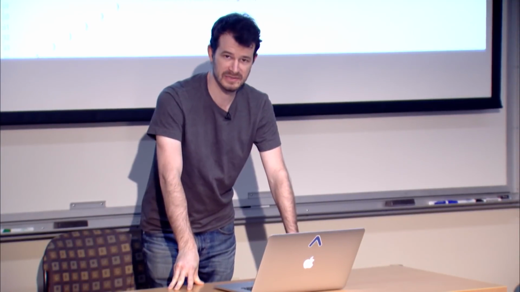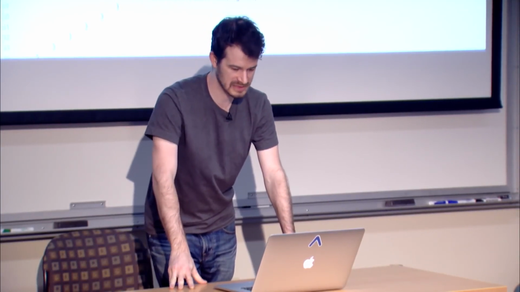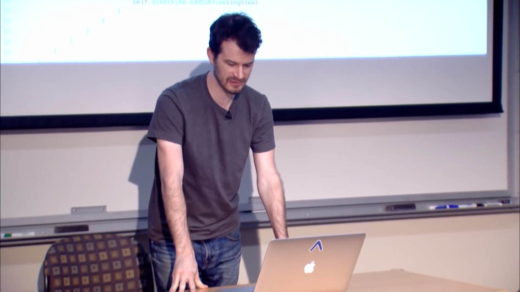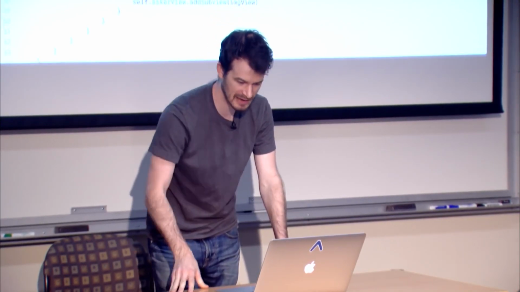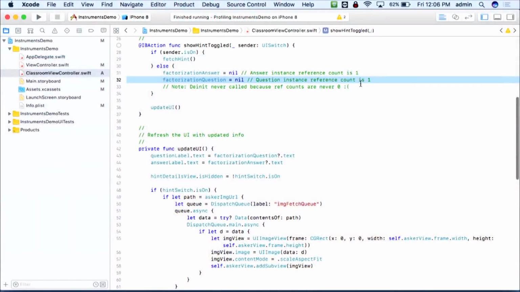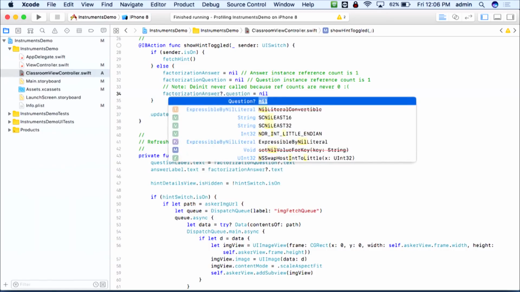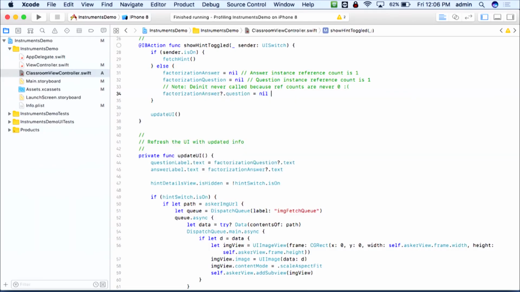There are lots of ways that we could solve this problem. One of the ways is we could say, oh, the problem has to do with reference counts. What we really need to do is get these reference counts down to 0. So manually, we can go in like it's 1995 and say factorization answer dot question equals nil, which will cause the reference count to hit 0. And then it'll get deallocated properly.